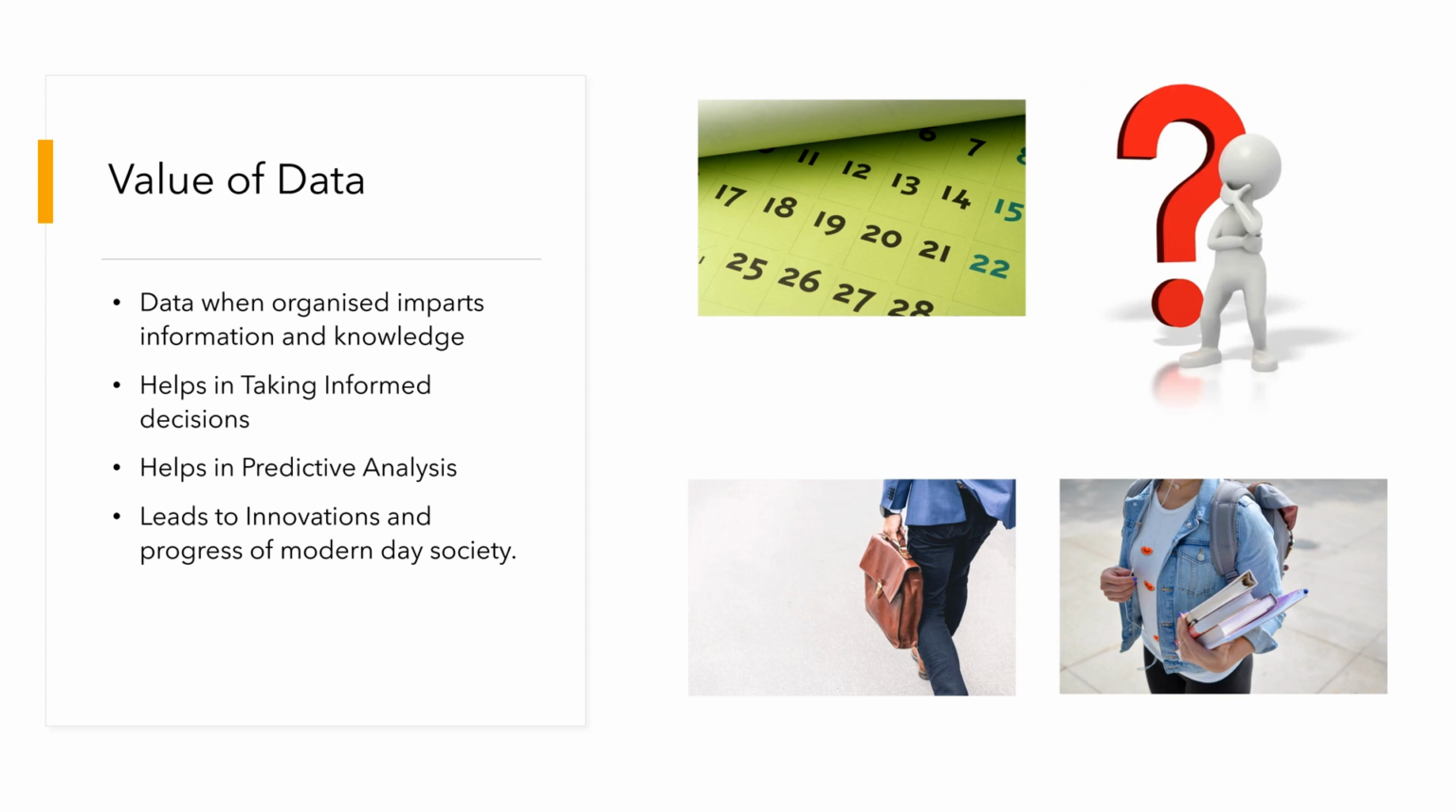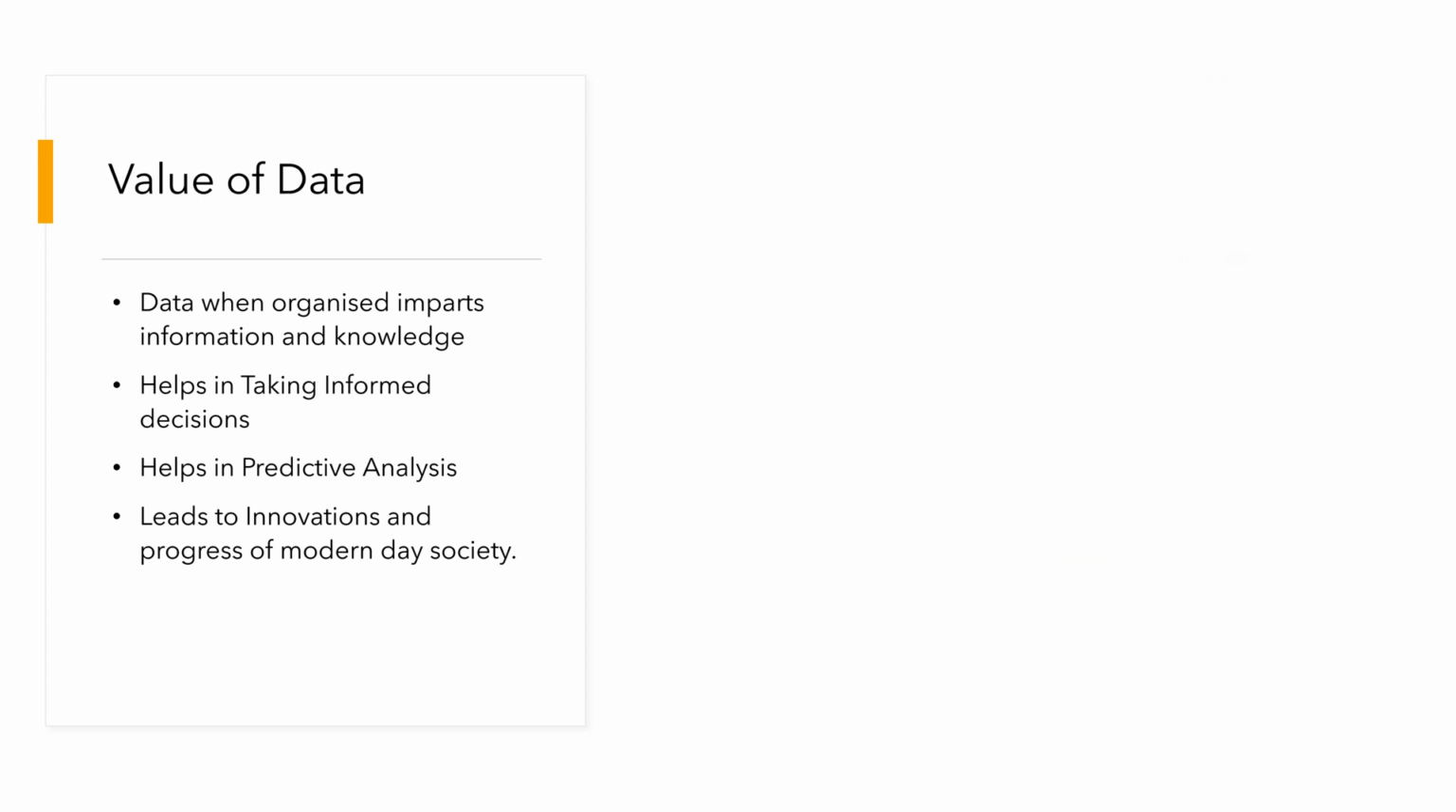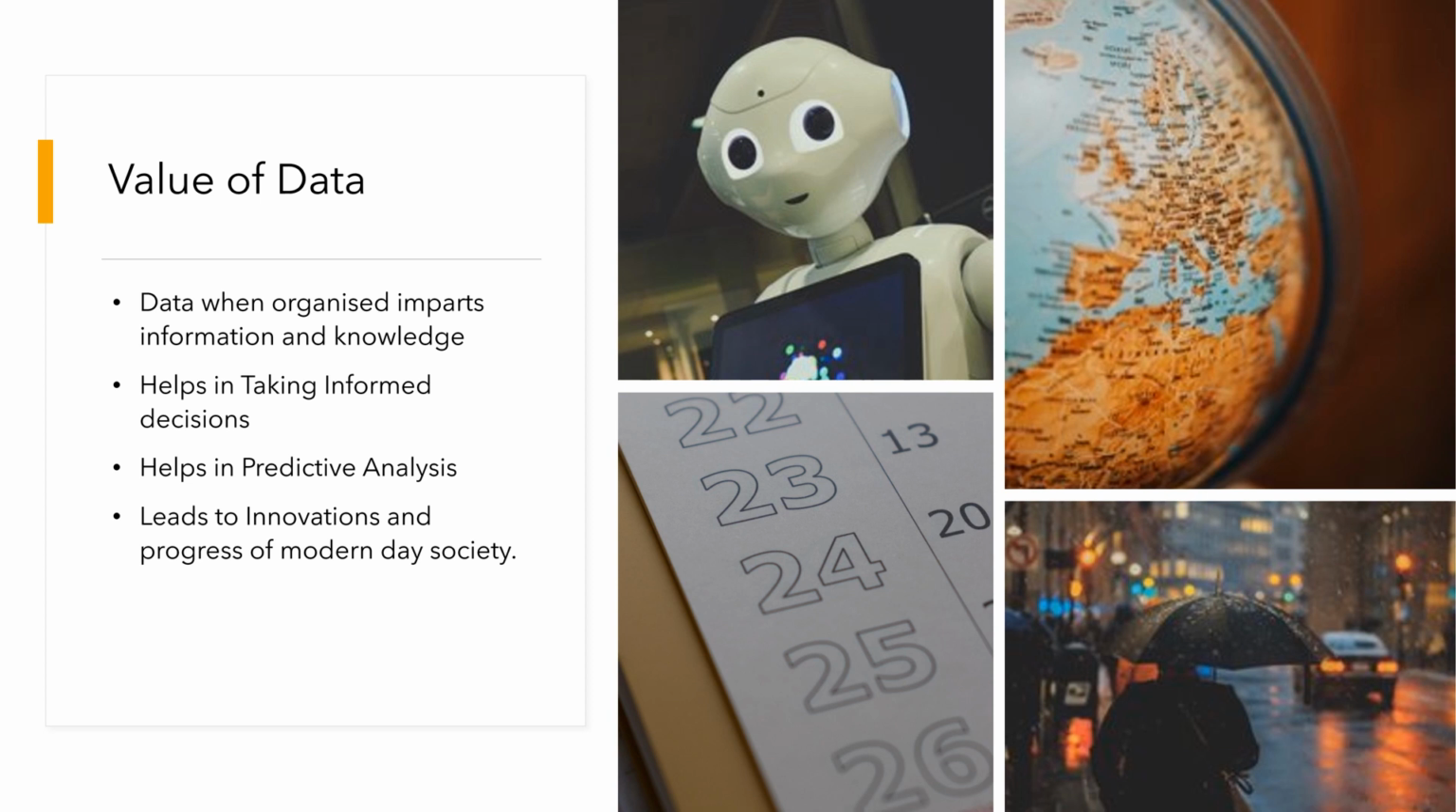So data helps us to take informed decisions, whether it is in our day-to-day lives or in banks, healthcare, schools, offices, or any sector of society. In the modern day world, data also enables us to make forecasts and do predictive analysis, like checking the weather forecast and deciding whether to take an umbrella while stepping out of home or not.